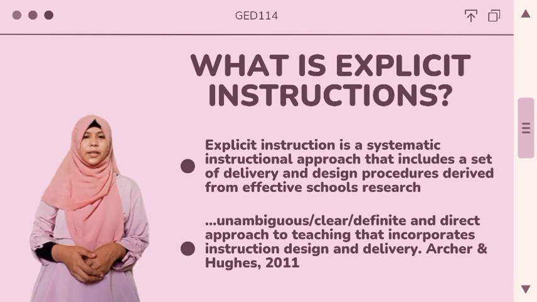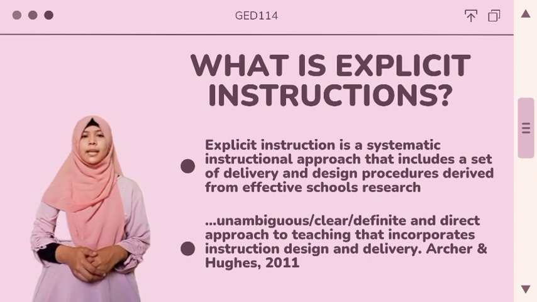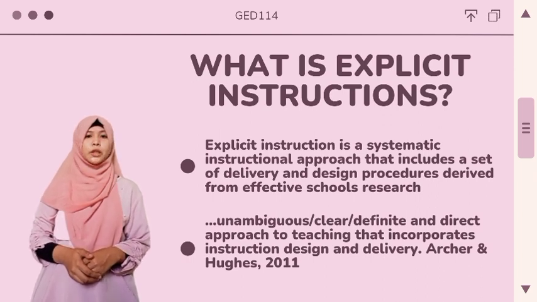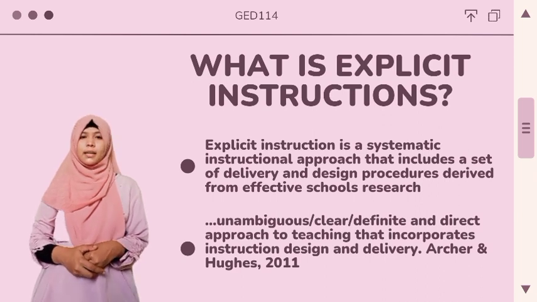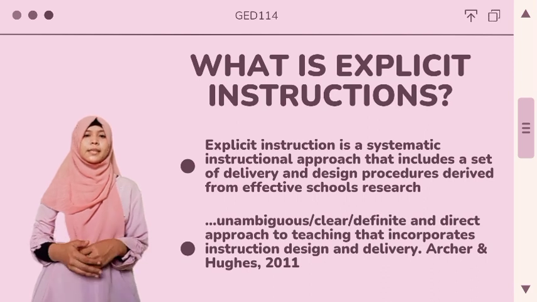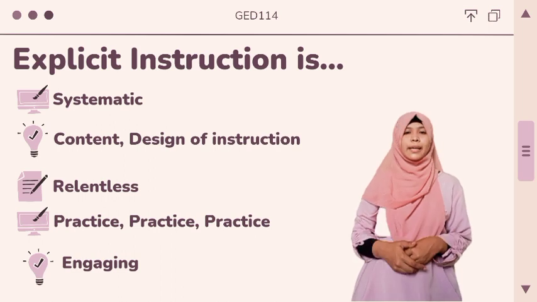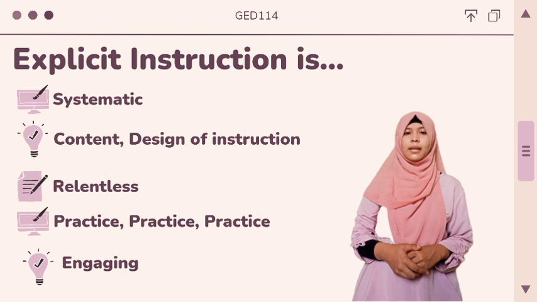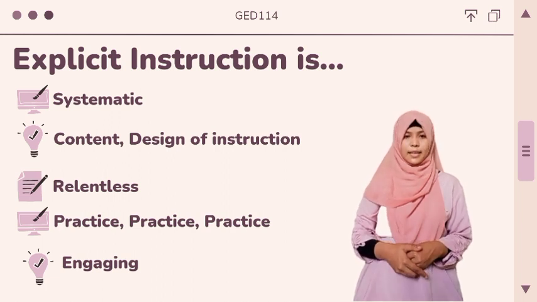This idea is supported by what Archer and Hodges stated. According to them, explicit instruction is unambiguous, meaning not open to more than one interpretation, clear and definite. It is a not doubtful and direct approach to teaching that incorporates instruction design and delivery. In order to be effective, explicit instruction should be systematic, content, design of instruction, relentless, practice, and engaging.